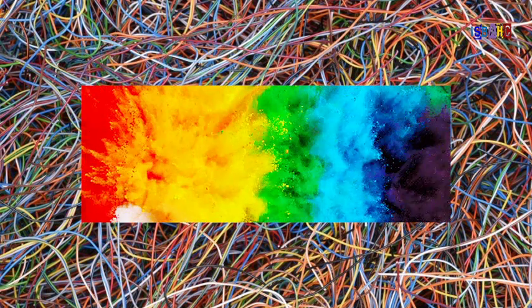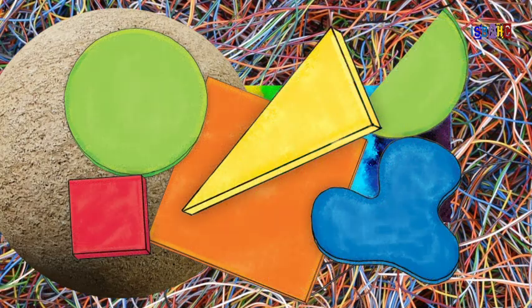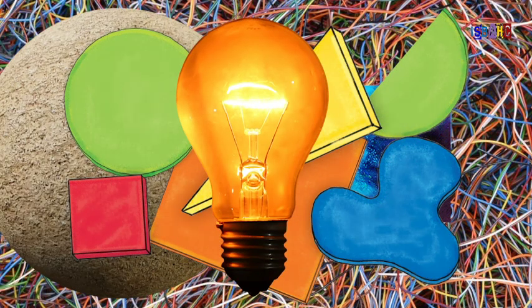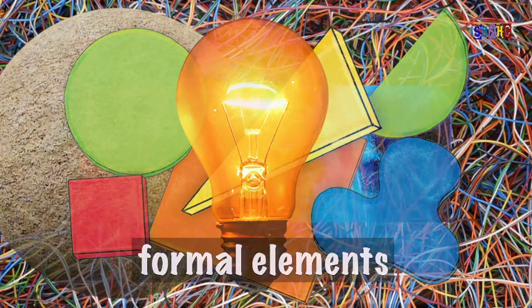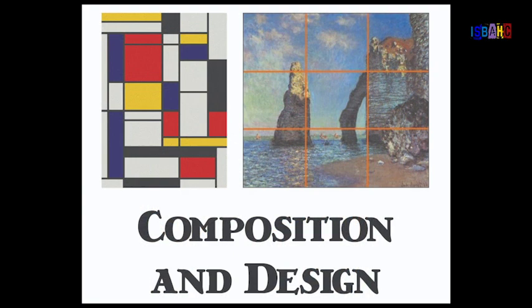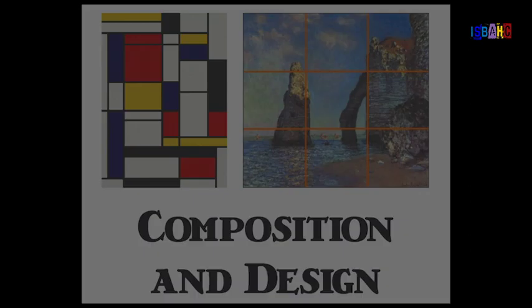Because things like line, color, texture, shape, and value are usually present in an artwork in some way, they have been called the formal elements because they make up the artwork's physical form. These formal elements are then arranged by the artist in a particular way. This arrangement is called composition, or sometimes design.